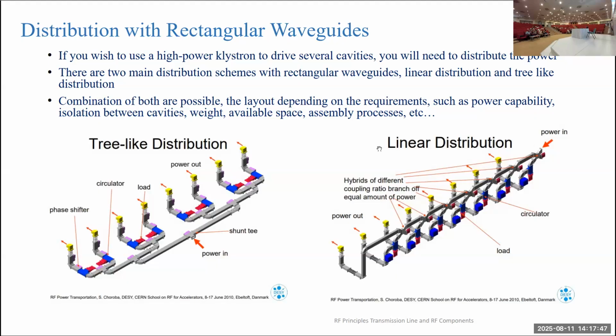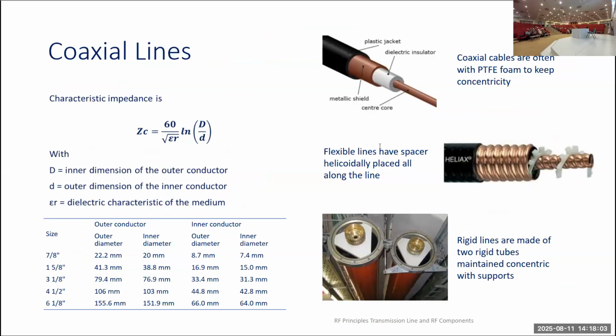In the linear distribution case, how do you adjust the coupling ratio? This is done with the shunt T, which adjusts the ratio. I shall discuss this shunt T in coming slides.